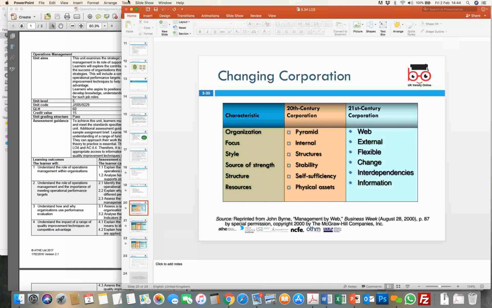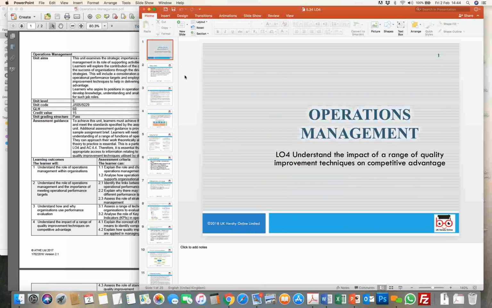Now, after having understood this particular learning outcome 3, which goes in a stepwise fashion to understand what operations cover, we are now looking at the last one in this particular unit, which talks about the role of quality. There is something that we have always seen, something called a cost triangle, and that has basically 3 sides to it.